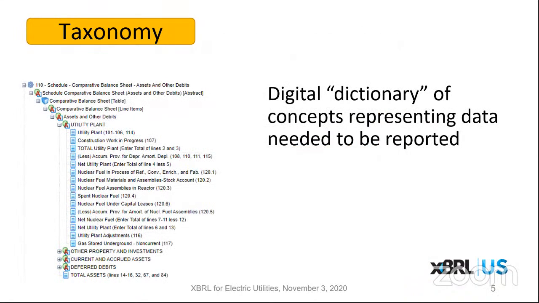So what is a taxonomy? We think of it as a digital dictionary of concepts that represent the data that need to be reported. And what you're seeing here on the left-hand side of the screen is a hierarchy that is part of the balance sheet. This is Schedule 110 of the comparative balance sheet for assets and other debits. And so the structure just represents how this data would appear.